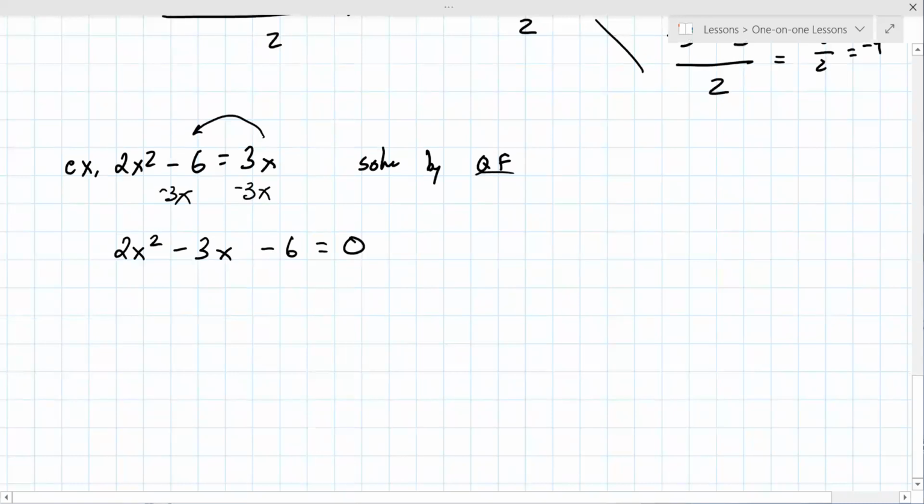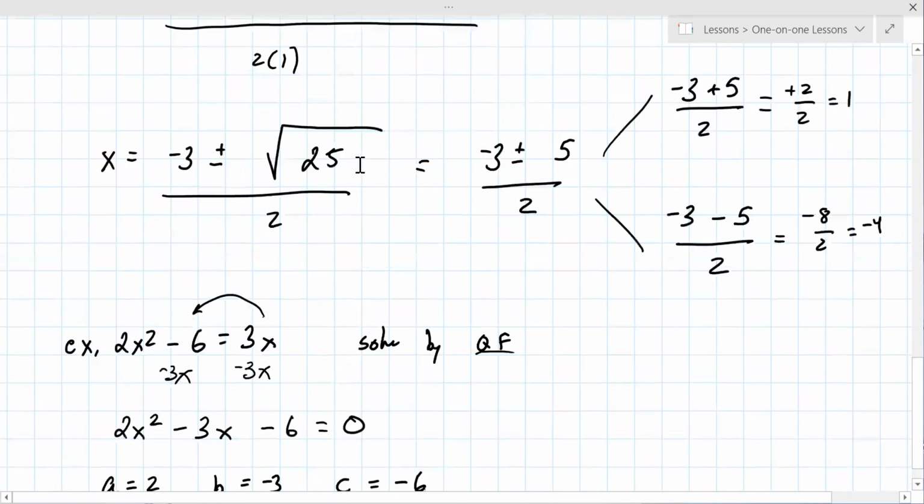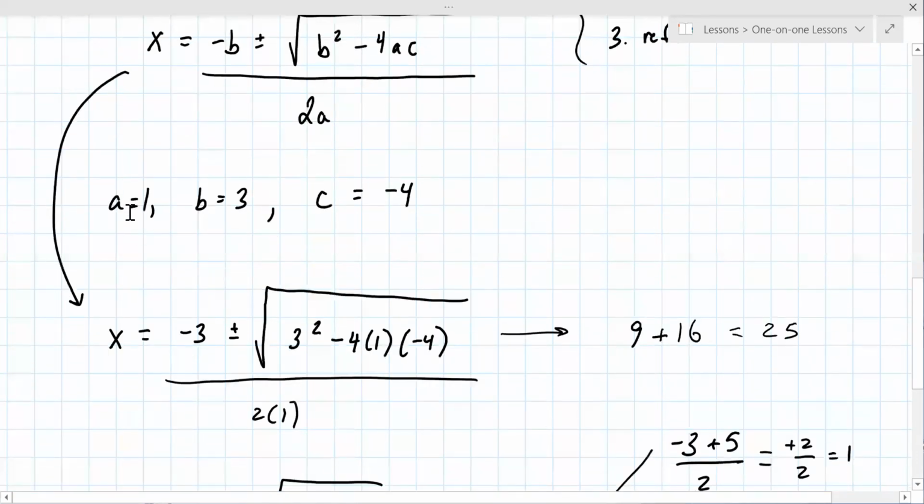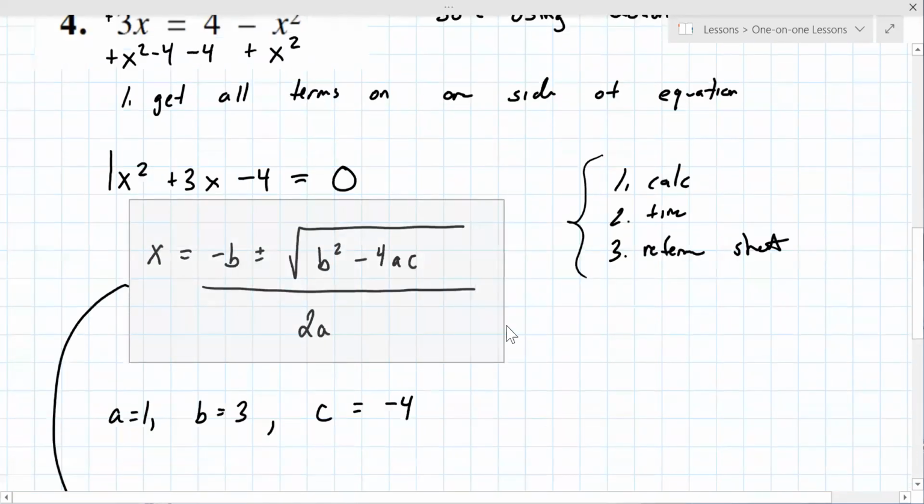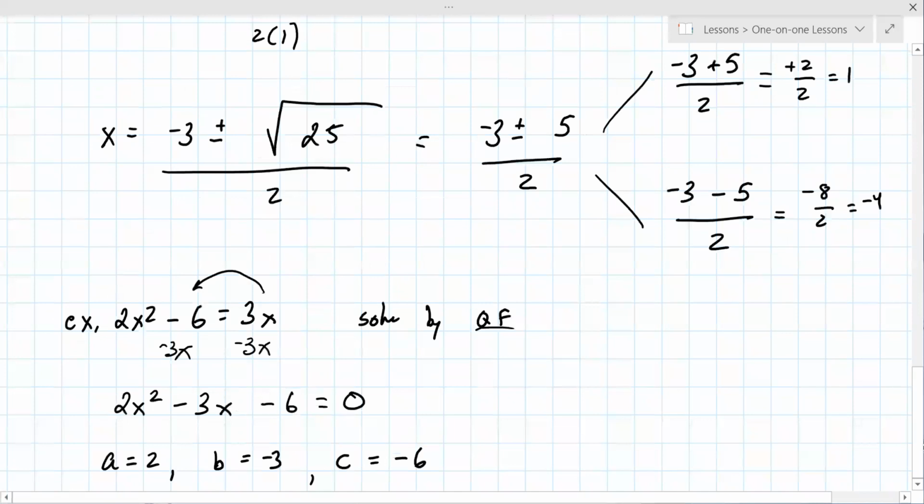You have to be able to identify a, b, and c. A is the number in front of x squared. B is the number in front of x, but it takes on the operator. So if it's negative, it becomes -3, or subtraction becomes negative. And then c is whatever is over here. It could be positive or negative. We don't know. Now I'm going to help here just by grabbing this formula and copying it down for you to see.